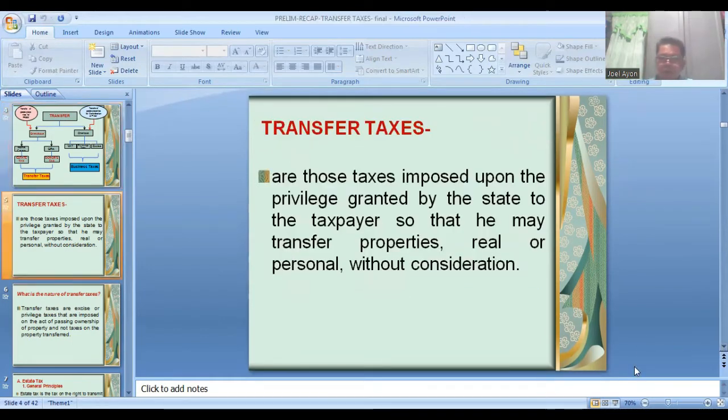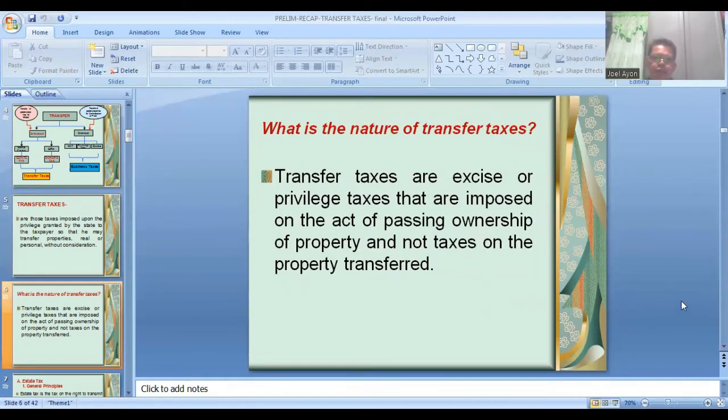Moving forward, in order to understand well about the transfer taxes, it is best that we define what transfer taxes are. So accordingly, transfer taxes are those taxes imposed upon the privilege granted by the state to the taxpayer so that he may transfer properties, real or personal, without consideration. So if without consideration, that is a gratuitous transfer. Next, what is the nature of transfer taxes? It is said that transfer taxes are excise or privilege taxes that are imposed on the act of passing ownership of property and not taxes on the property transferred.